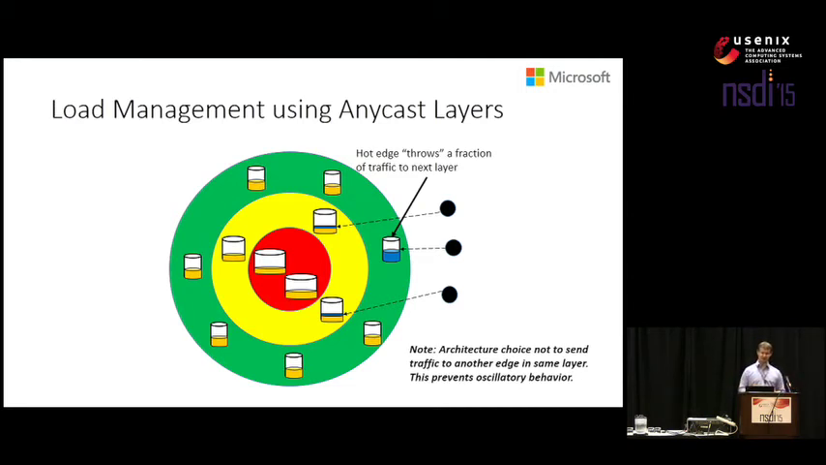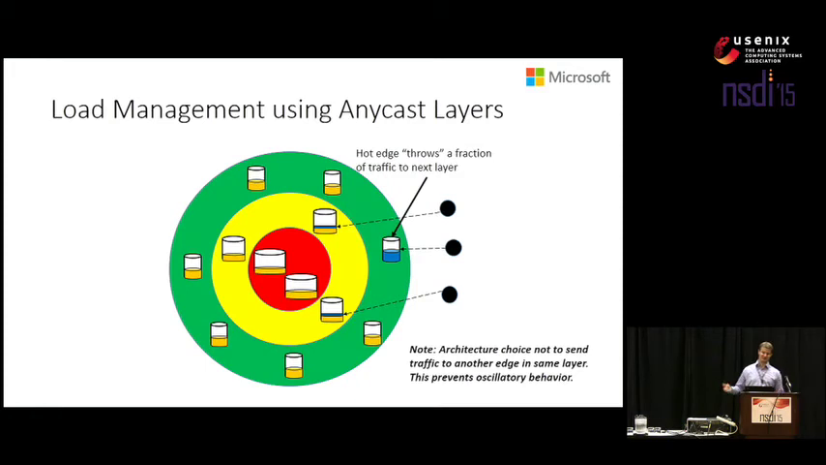This was an architecture choice not to try and send traffic to a node in the same layer. And the reason is, if you start sending traffic from one node in a layer to another node, and then that node gets overloaded, then it starts throwing traffic back. You've got an oscillation problem which you have to solve. We chose not to solve it and just make sure there are no loops and just funnel the traffic up until you hit the data centers.